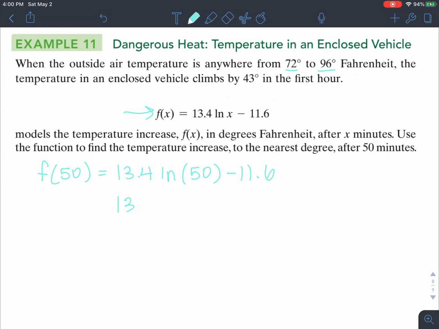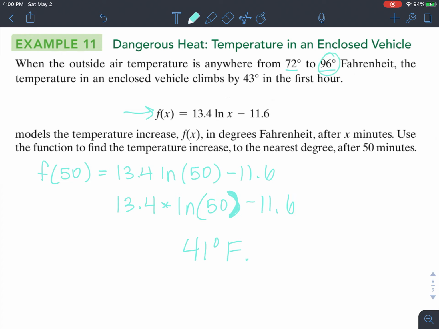So in our calculators, we're going to type 13.4 times ln. Now, when you type the ln button, it automatically puts a parenthesis here. So it's really important that you close it, because if you don't, it's not going to do it in the right order. Just like when we did trig functions, you have to close this. And that gives us 41 degrees, which is really scary.